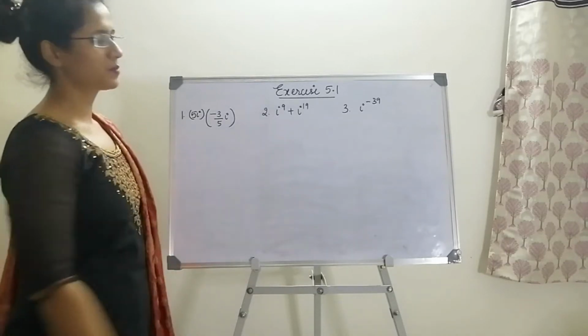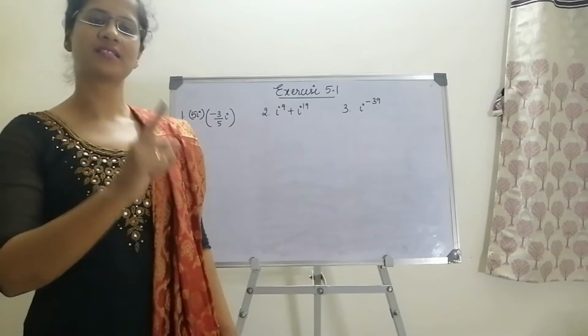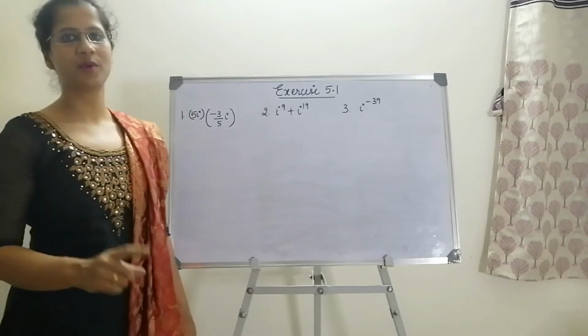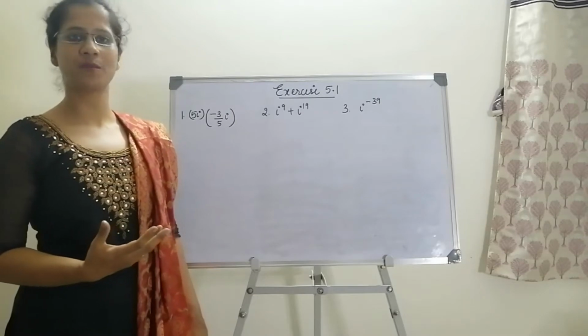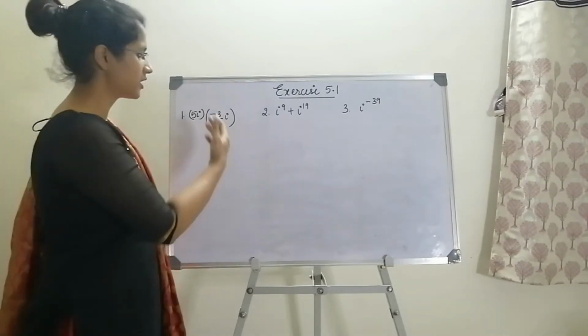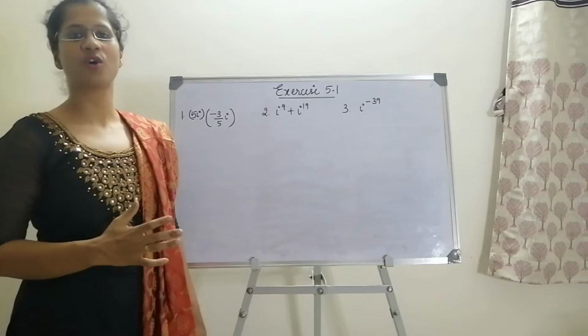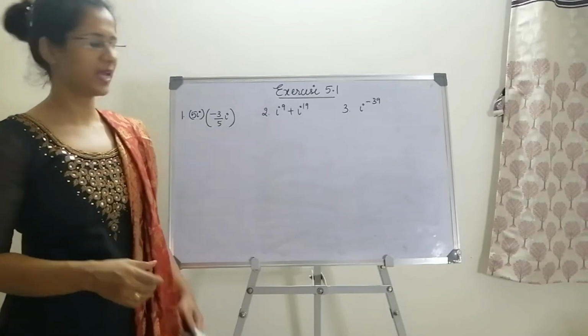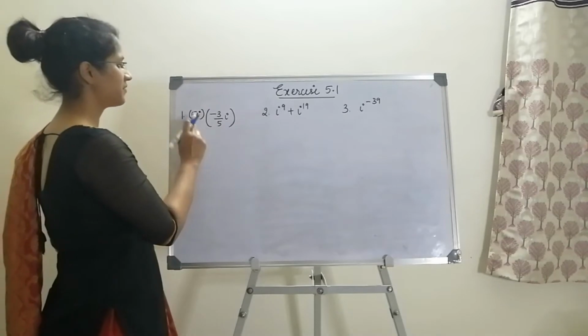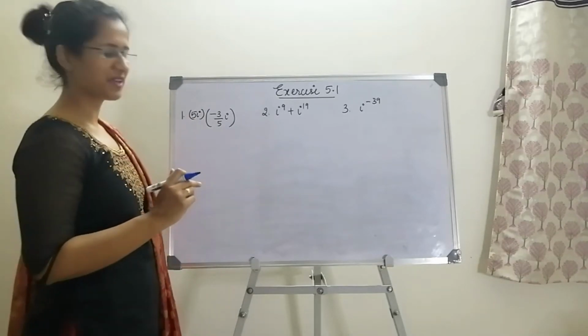Now all these problems in your exercise, starting from question number 1 to question number 10, you have to express it in the form of a plus ib. So whatever answer you get, it should always resemble the form a plus ib. Okay. So I have 5i into minus 3 by 5i.